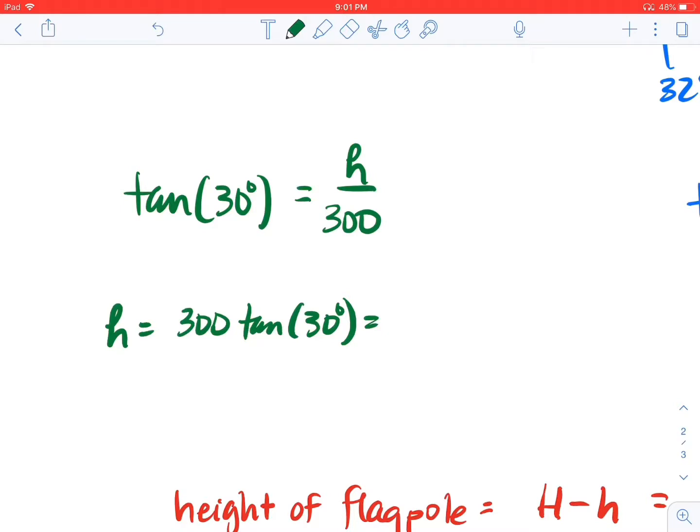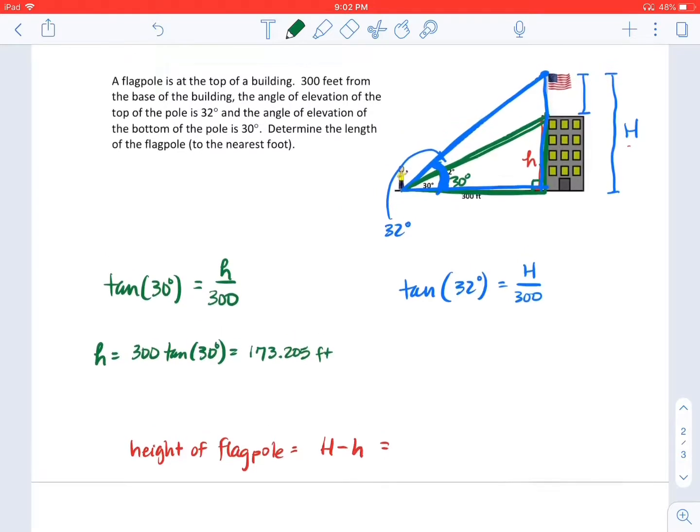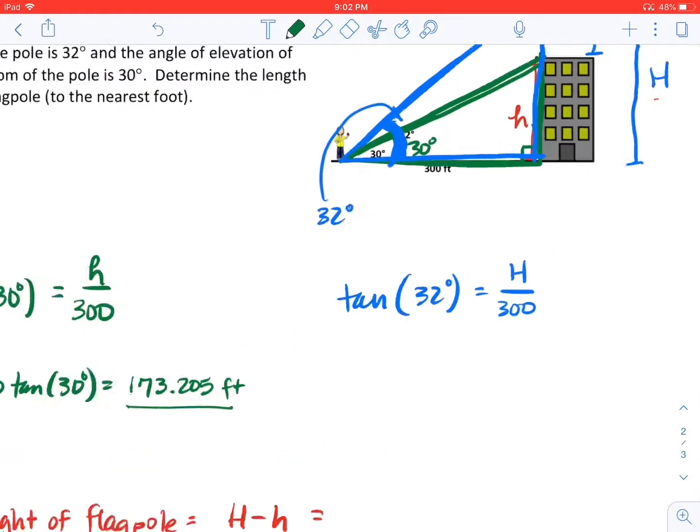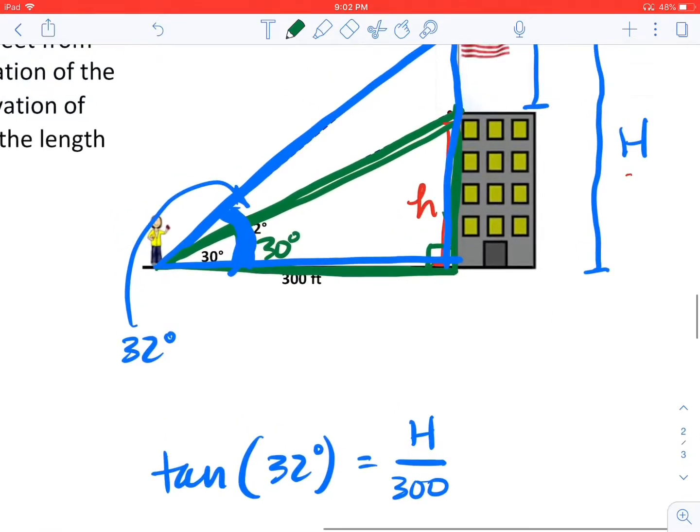30 is one of those particular values that we know the exact value of, the tangent, but we'll go ahead and proceed forward using decimals in this problem. 300 times the tangent of 30 is 173.205 feet. Notice, let's just check in the middle of the problem. The height of the building, what it's saying, is 173.205 feet.